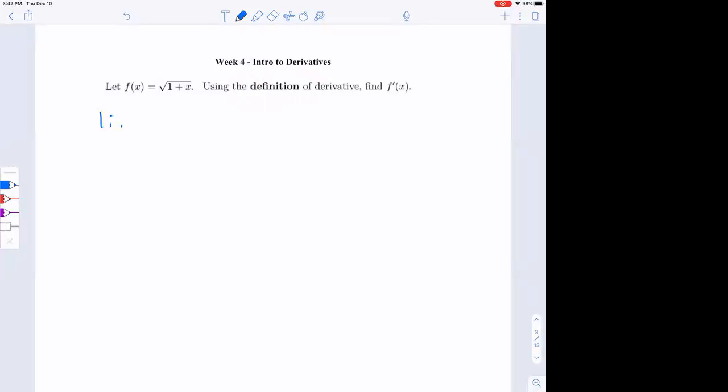Okay, so reminding ourselves of the formula, it's the limit as h goes to 0 of f of x plus h. So I have to write down the function, and instead of writing x, I write x plus h. And then we subtract f of x, which is the square root of 1 plus x, and we divide everything by h. Okay, so from here, try to solve our limit.